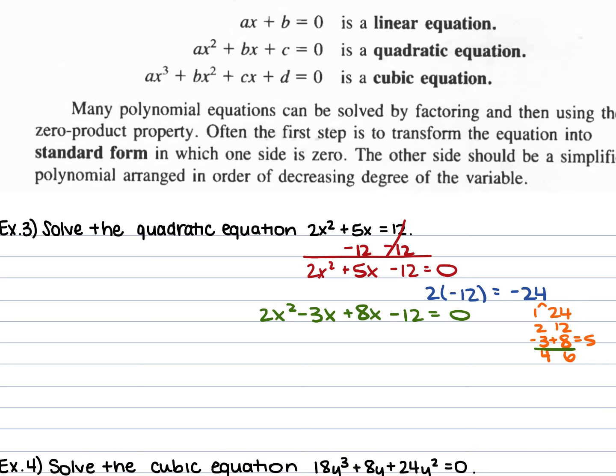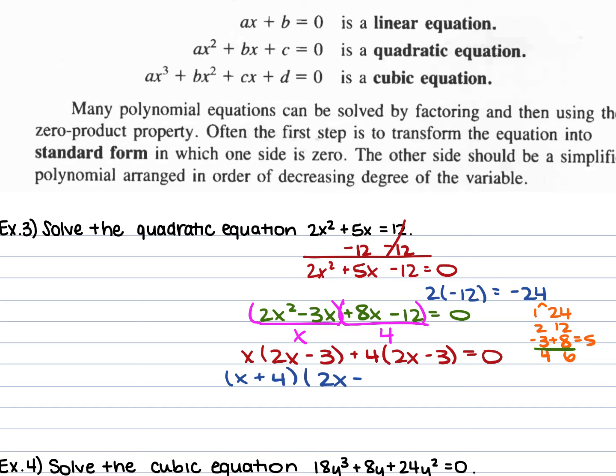Now that this is expanded to be a 4-term polynomial, factor by grouping. Put parentheses around the first 2, put parentheses around the last 2. You can factor out an x from the first set of parentheses. You can factor out a 4 from the second. So this is going to leave us with x times 2x minus 3 plus 4 times 2x minus 3 is equal to 0. This gives us x plus 4 times 2x minus 3 is equal to 0.